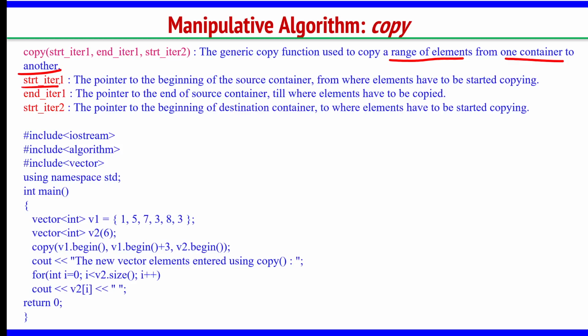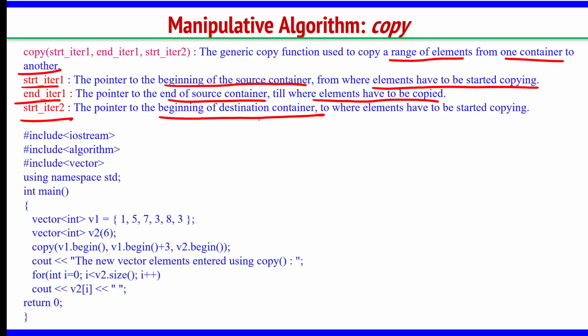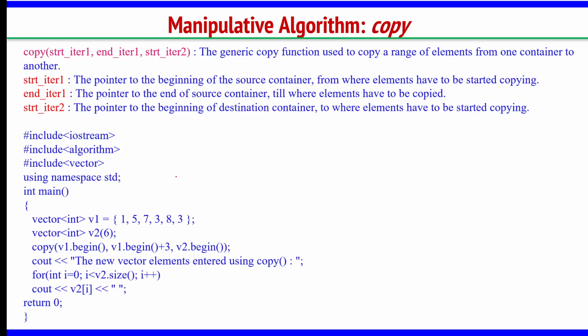What is start iterator 1? The pointer to the beginning of the source container from where elements have to start being copied. End iterator means the pointer to the end of the source container till where elements have to be copied. Start iterator 2, the pointer to the beginning of the destination container to where elements have to start being copied. To where should I copy those elements? Into v2. This is the syntax of the copy algorithm. This is very powerful and very important in problem solving, right.